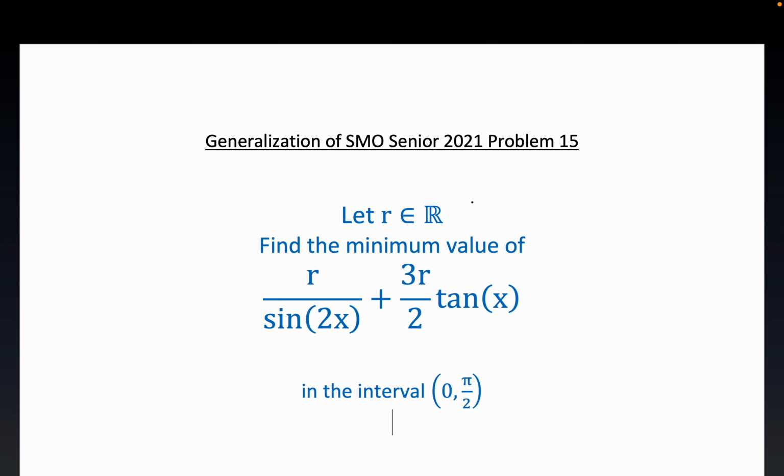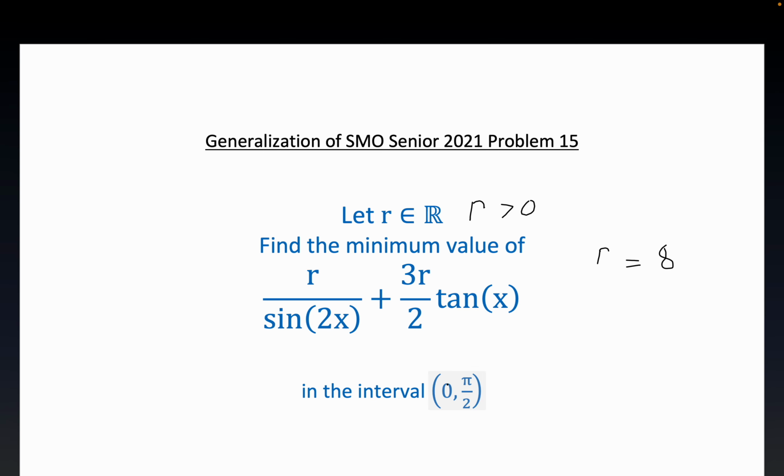Hey everybody, tonight I have an interesting generalization of an SMO problem, and I believe we need R to be greater than 0. You'll see why as this unfolds. Again, this is a generalization of an SMO problem. Back in 2021, it was problem 15, I think, and I think it was R equals 8. But I noticed that when you work this out, this was the pattern. It was R and then 3/2 R, because this part right here, I believe, was 12. Okay, so let's see how this goes.